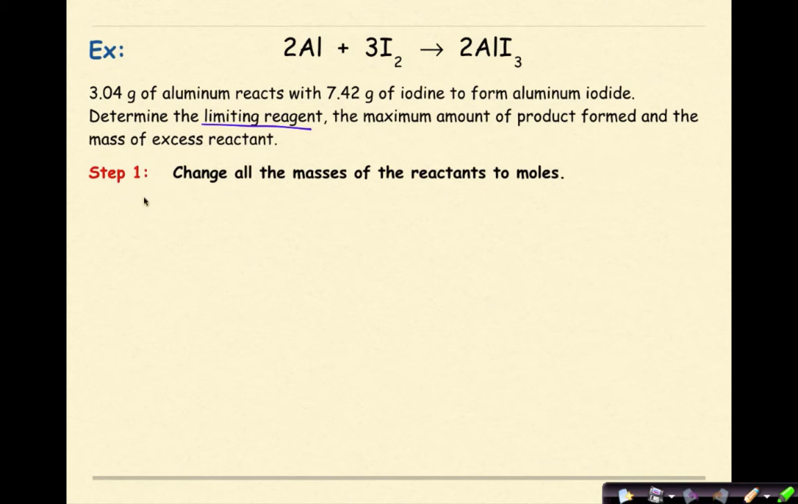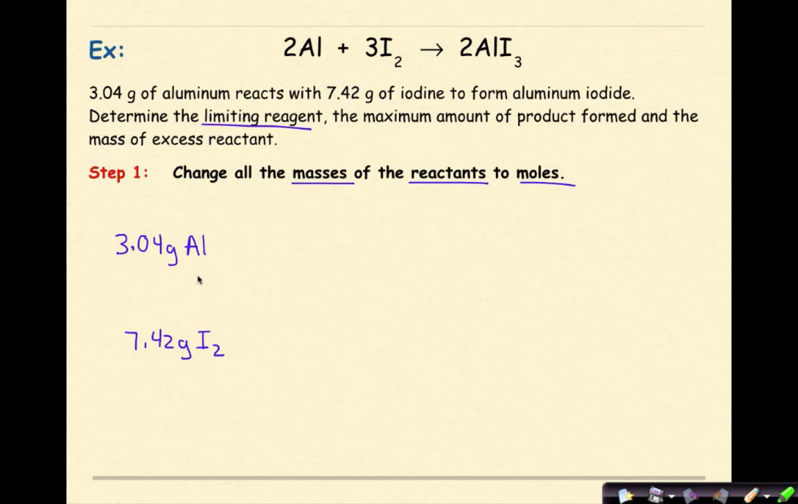So the first thing that we're going to do is find the limiting reagent, and that is step 1. Change all of the masses of the reactants into moles. Convert to moles, one of our AP chemistry mantras. So we have two masses here. We have 3.04 grams of aluminum, and we have 7.42 grams of I2, of iodine. Don't just put I. Your number of moles will be off, and that's really detrimental.